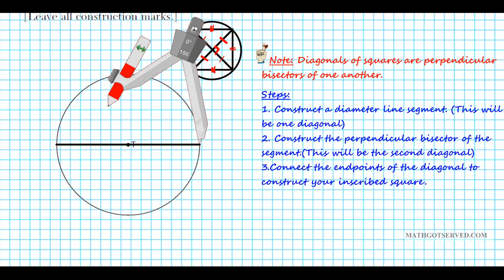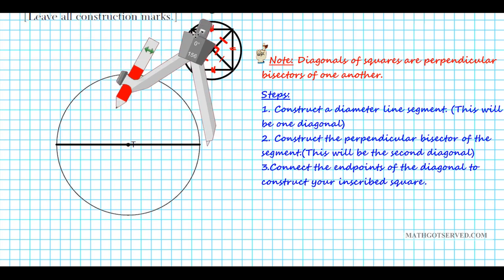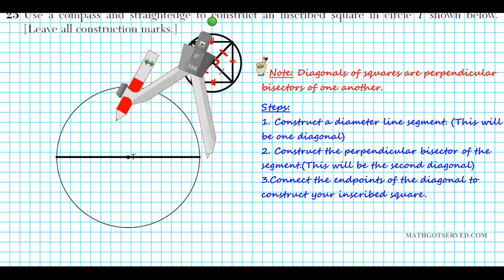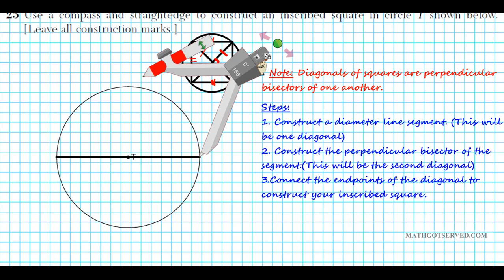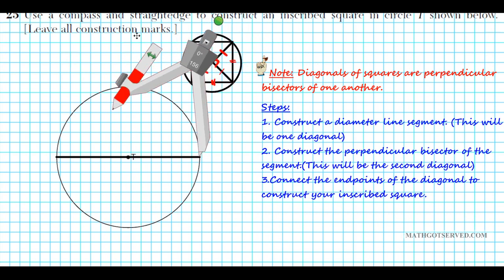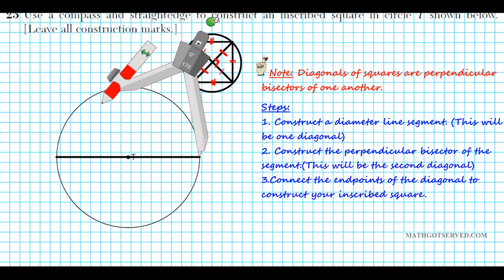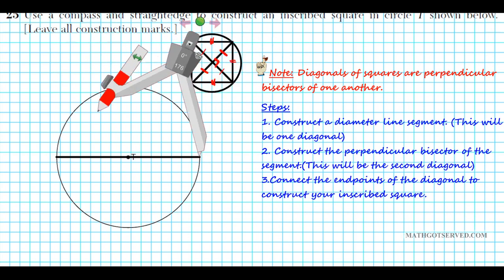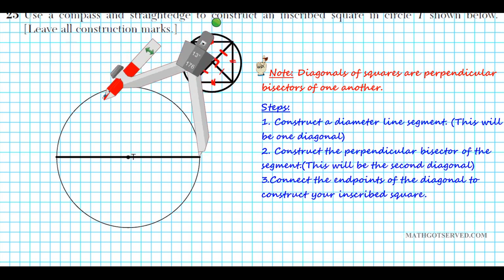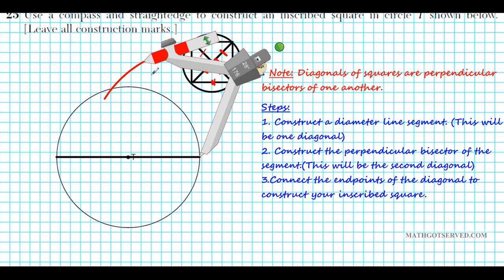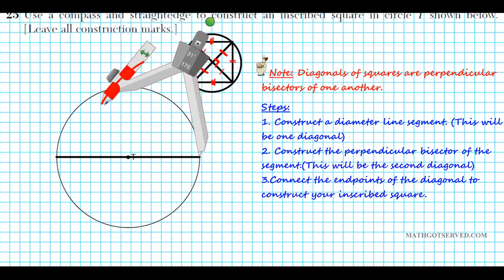So check this out. When I move my compass, let me bring it down a bit. This is a little bit complicated to use. When I move my compass, I want to make sure that the arc intersects where I anticipate the diagonal to be somewhere outside the circle. Okay, so look at that, something like that. I think that should work. Okay, so I'm going to go ahead and make an arc. I wonder why the color is red. That's fine. All right, so there goes my first arc right there.